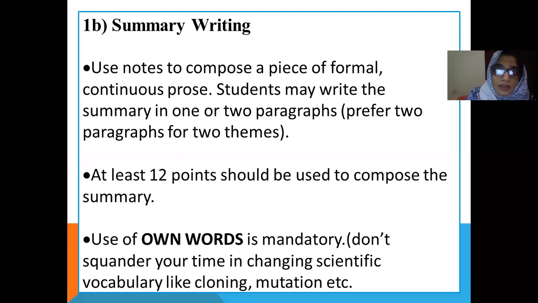If the script is short here, meaning less than 150 words, then it's better if the students add more points. If the script is all okay and comprises 150 words, then there is no need to write more than 12 content points.